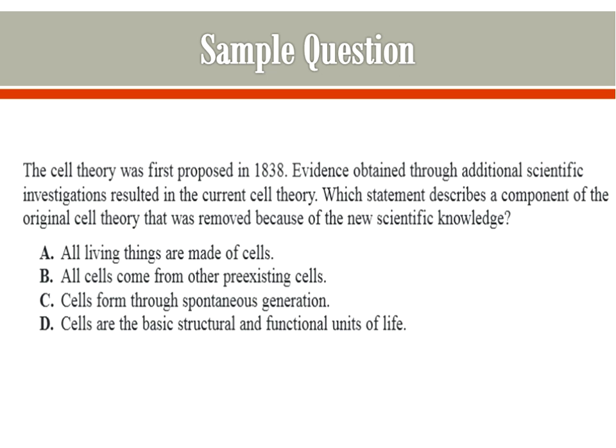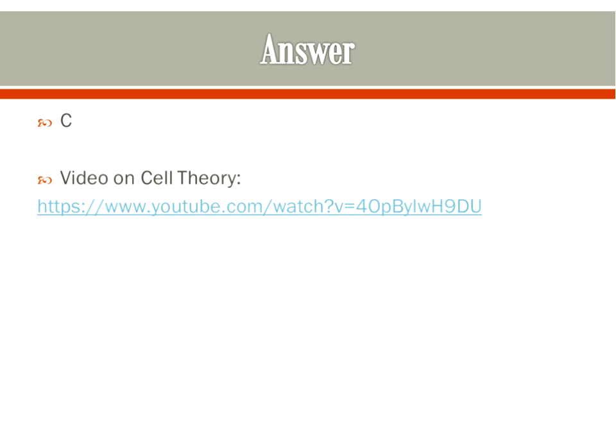Well, all living things are made of cells. That's true even today, so it can't be that one. All cells come from other pre-existing cells. That's also true today. Cells are the basic structure and function units of life. That's also true. So all those three are true. So the only one that was removed is this one. They form through spontaneous generation. All that means is they pop out of nowhere, which we know is not true. They come from other cells. So the correct answer for this one would be C. Okay? And when I attach the PowerPoints, there's also a video on the cell theory if you'd like to watch it.